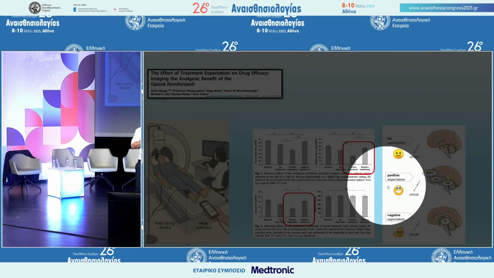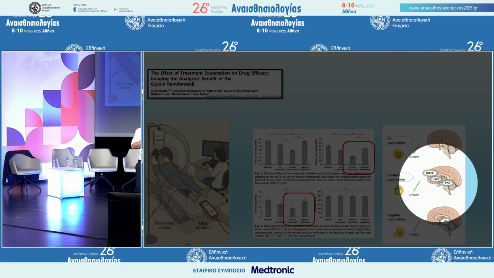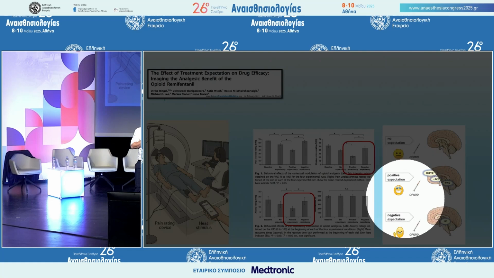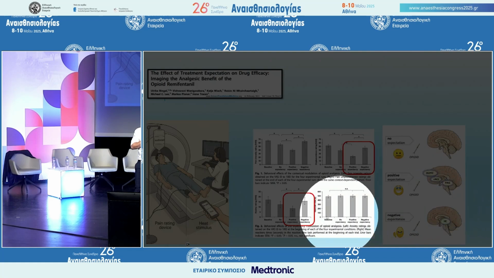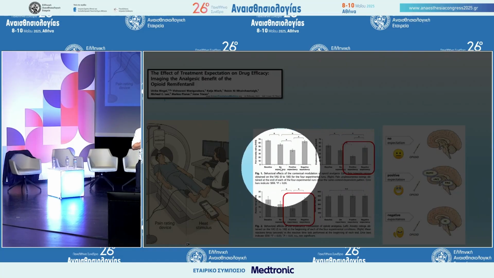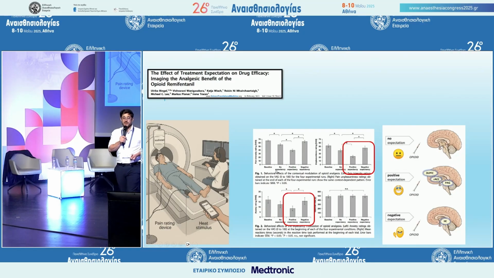For positive expectation, of course, we have the anterior cingulate cortex, and all the things that we can see today with hypnosis and virtual reality. But with a negative expectation, we have a higher level of pain at every step of this trial, even though my patient is receiving remifentanil, but is not feeling it. It's really important to me because we have to be humble.